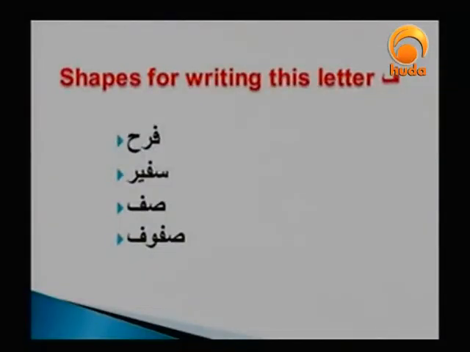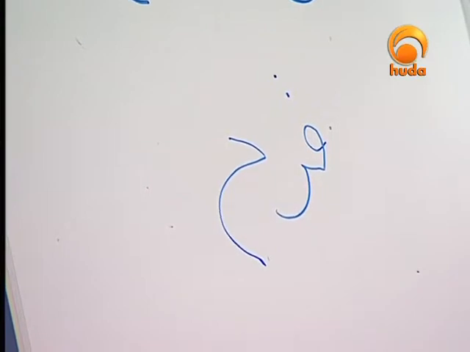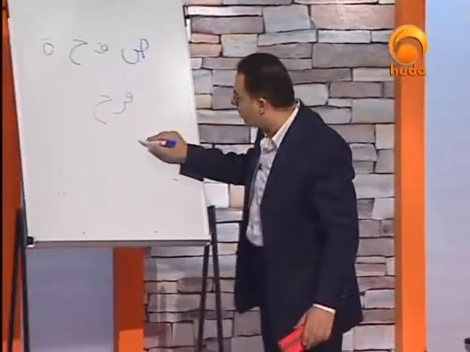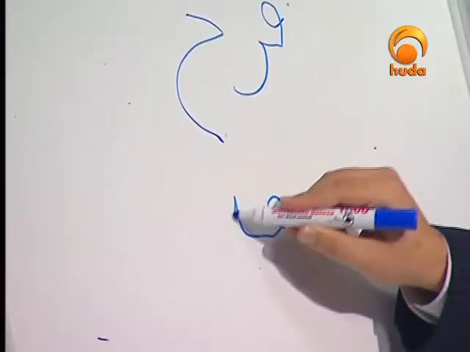Shapes for writing this letter. Please follow me in writing these words. So I would start first with farah. What does farah mean? Well, farah has a lot of meanings in Arabic, like wedding in English. Okay. So here we have fa when it comes in initial position. We have fa when it comes in the medial position. Can you see that?